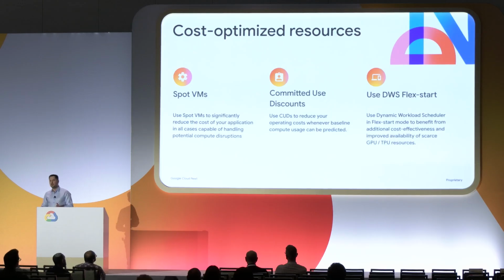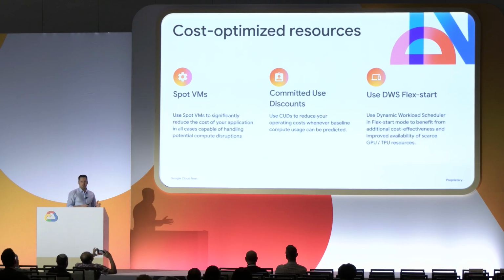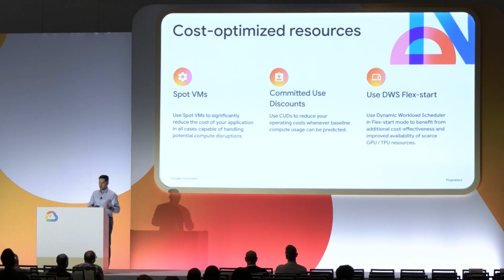Another option to look into for cost efficiency is DWS Flex Start. Imagine a case where you have to fine-tune your AI model within the next week, but it doesn't have to happen on Monday. It can be any day next week. And you can create a request in DWS Flex Start, so Dynamic Workload Scheduler Flex Start, and request capacity for your GPUs sometime next week.